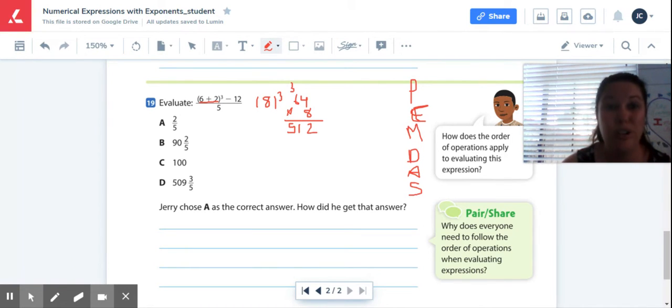Oh, wait. Or do I divide? Can I divide yet? Because if I divide before I minus the 12, I think I have to do everything that's on top of this first. I need to do that first. So then I'm going to do 512 minus 12, which equals 500.